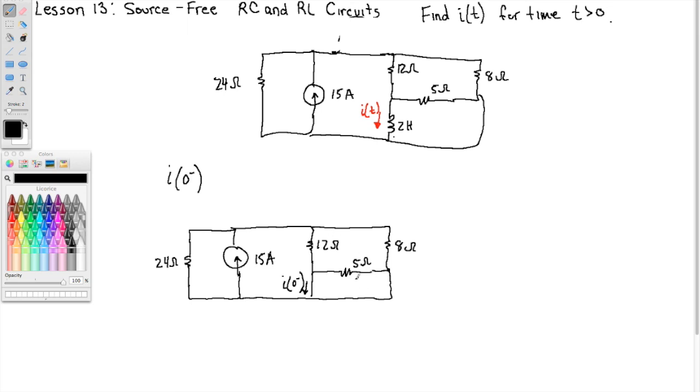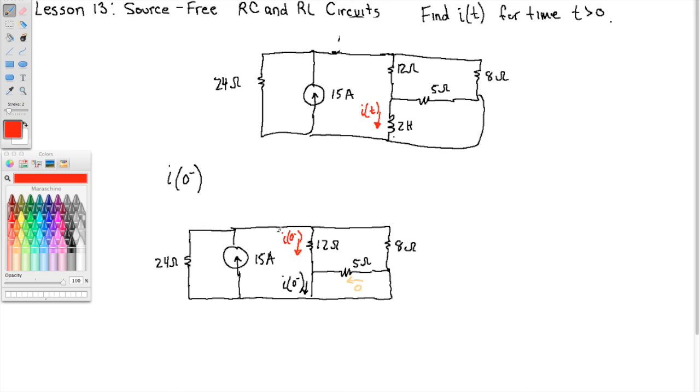All right, well, notice again, just like the previous example, the 5 ohm resistor is shorted out. Okay, so no current goes this way, 0. 0 current travels that way. So all we need to do is find how much current goes through the 12 ohm resistor, because all of the current through the 12 ohm resistor must go through this way then, i of 0 minus. So i of 0 minus is also right there, because nothing comes this way.